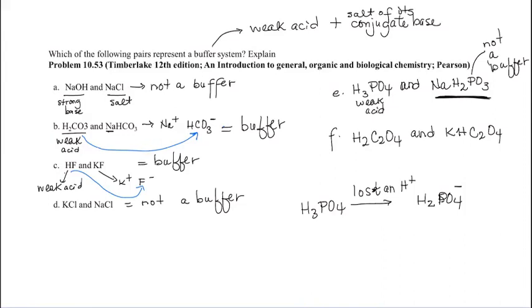What about letter F? Is that a buffer? Do we have a weak acid? It is. Great job. Because this is a weak acid. If we have H2C2O4, the conjugate base of this is HC2O4 -1. And look, HC2O4, HC2O4, and I have potassium in the beginning. So this is a buffer.